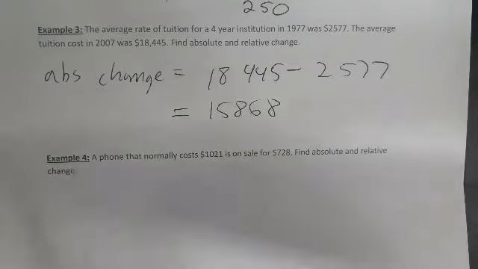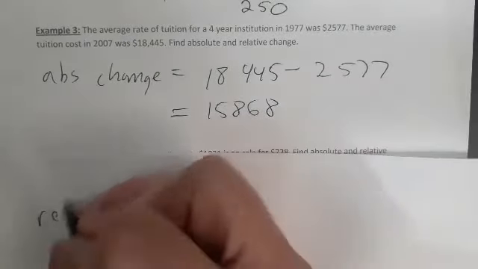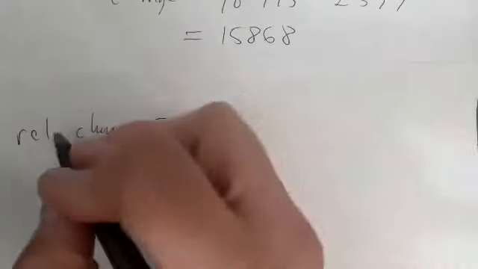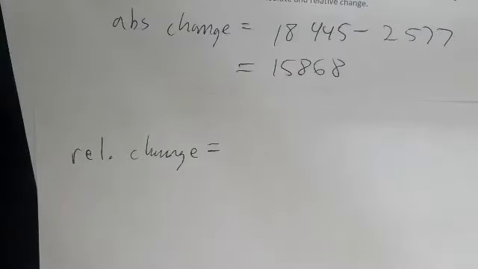Okay. So now we want to talk about relative change. Swapping out an aunt for an uncle. No, that's not what it is. Two nephews for a cousin. Is that how that works?